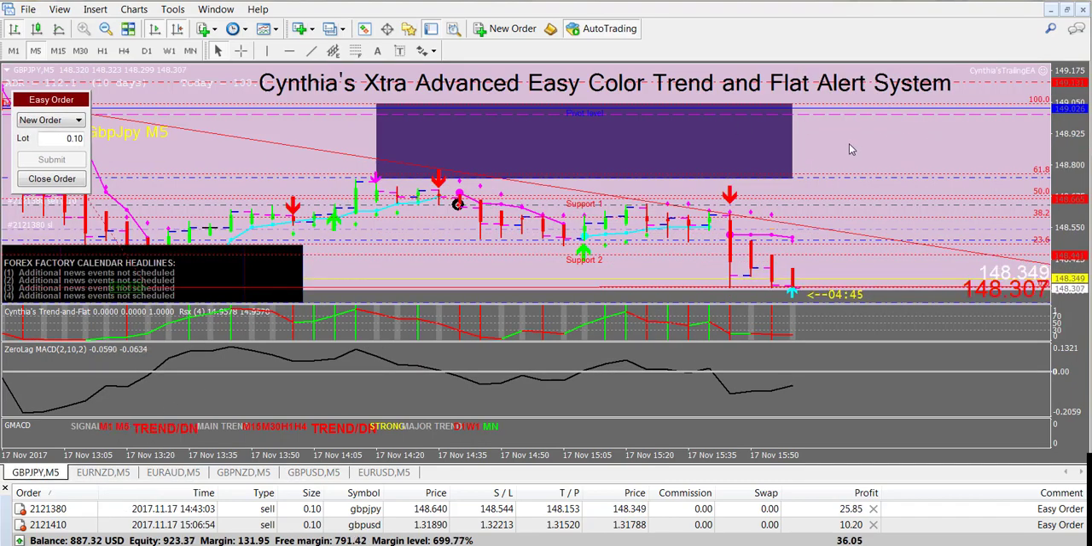This is the advanced system, which has the Fibonacci Retracement tool. And back here you can see where I got my sell alert earlier this morning. I used my EasyOrder to place the trade. Now Cynthia's trailing EA is managing the trade, and this is where the sell alert actually happened. And you can see it's a perfect alignment.